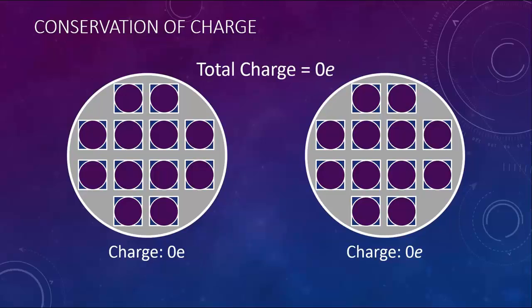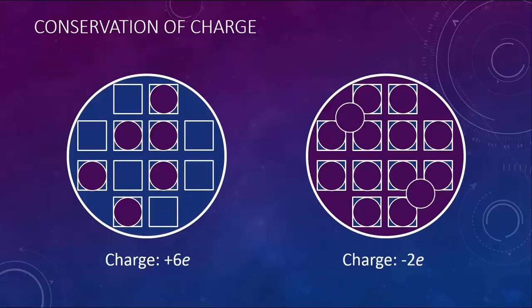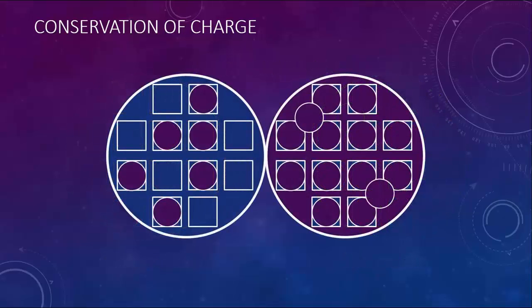Let's take a look at a slightly more complicated system. Here we have an object on the left with a net charge of positive 6 elementary charges, and an object on the right with a net charge of negative 2 elementary charges. Let us note that the total charge of the system is positive 4 elementary charges. If we bring these objects in contact with each other, it should be obvious that the excess electrons on the right will transfer to the left.